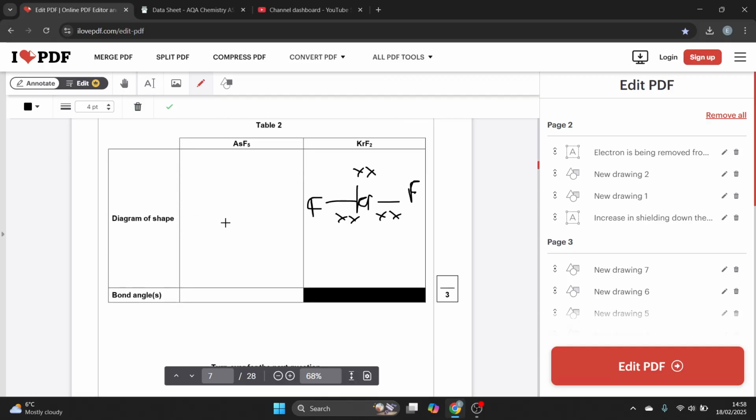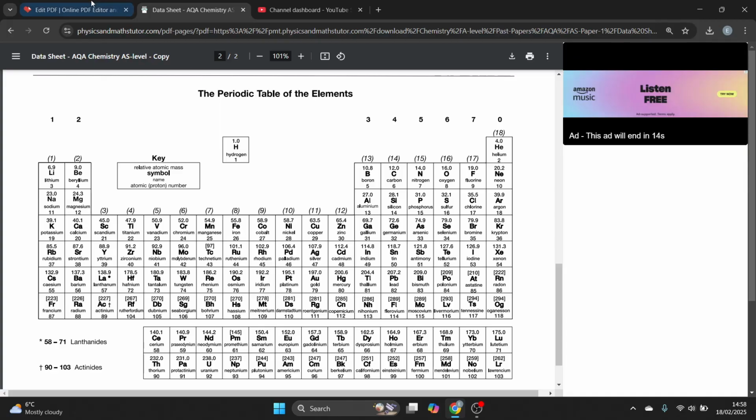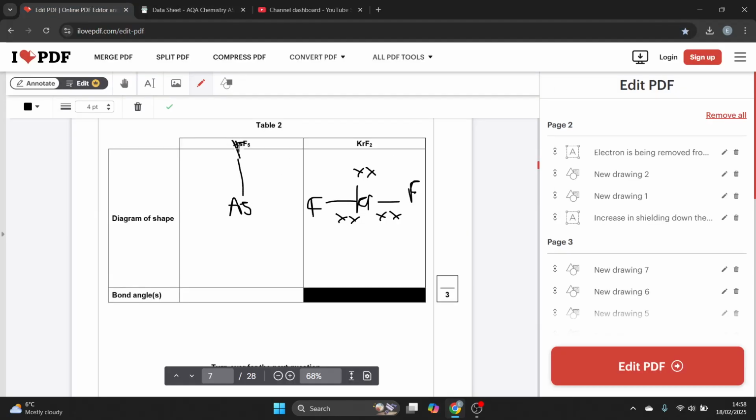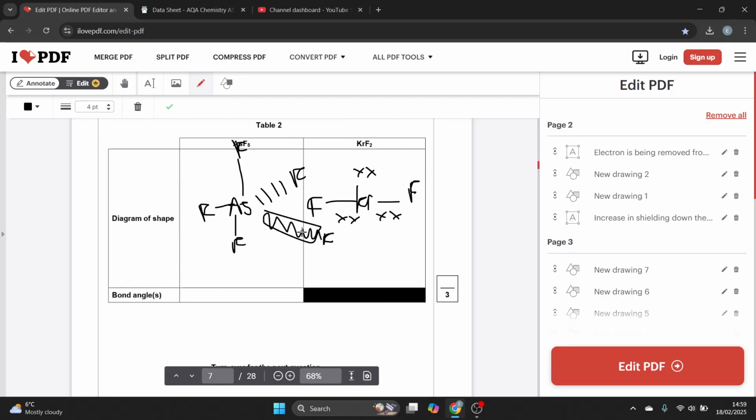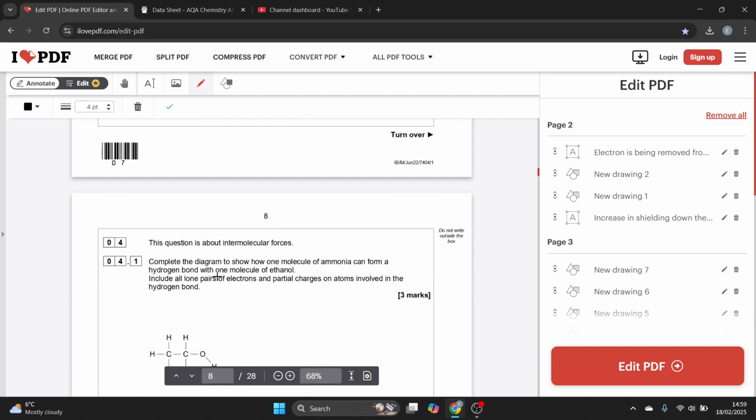Then for AsF5, we got As, which is in group 5, bonded to 5 F. F, F, F, and then you've got a F here, and it says deduce the bond angle at AsF5. Well, you've got 90 degrees and 120 degrees, and this is trigonal bipyramidal. Was it? Yeah, that's trigonal bipyramidal, I'm pretty sure.